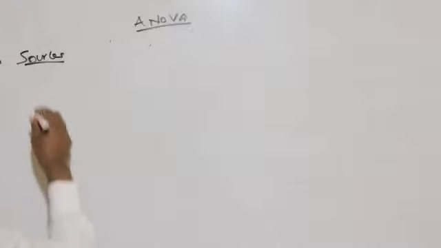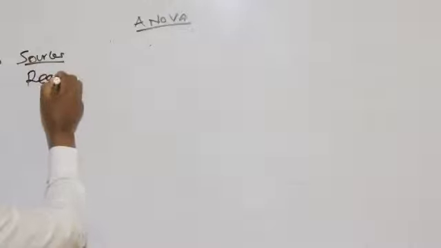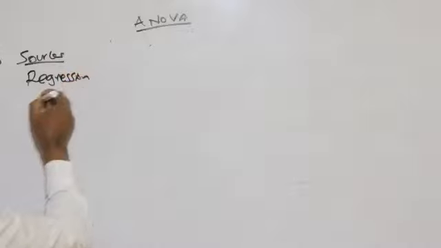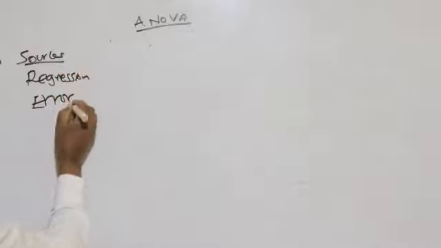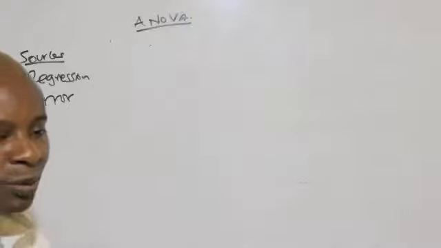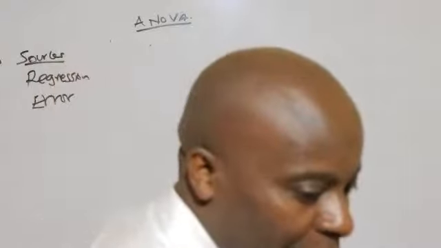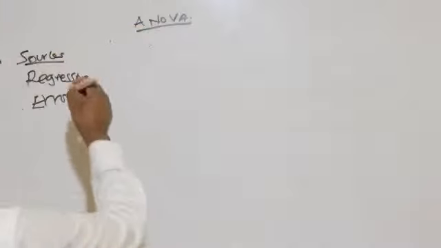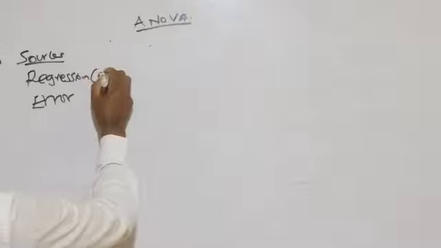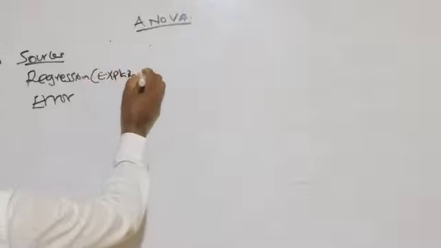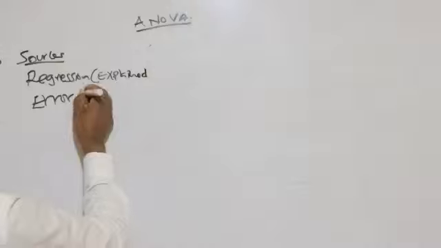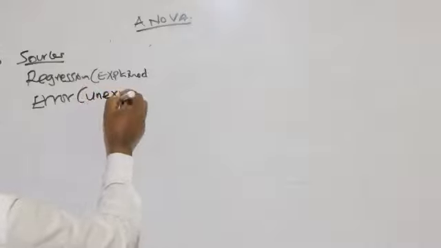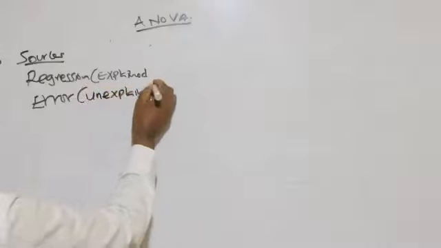There are normally 2. We have what we call regression, and then we have the error term, the ones which can't be explained. Remember, regression is what we are able to explain. These are also known as explained variances, and these are unexplained.